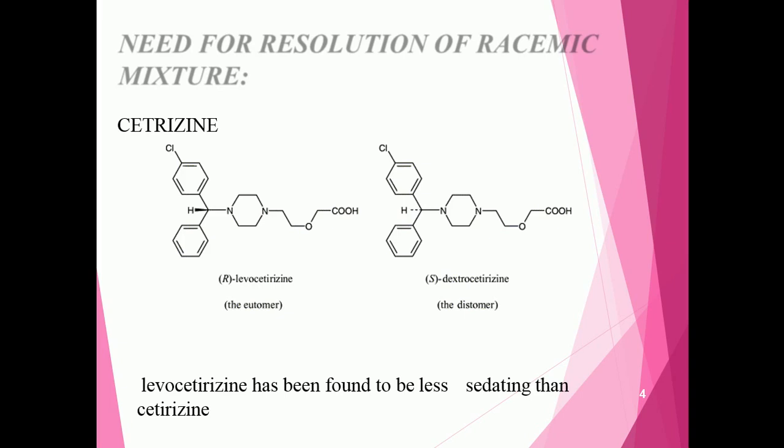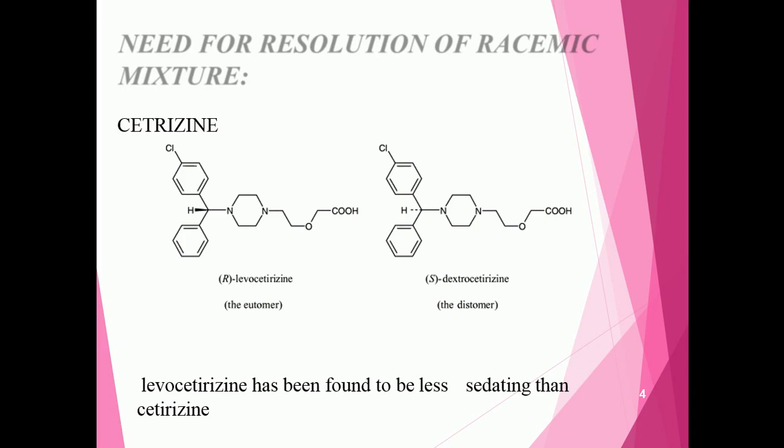So if an enantiomeric mixture is given to the patient, what will happen? Side effect will be more in that patient. So better we resolve one enantiomer from that mixture, and definitely now we can give that particular enantiomer to the patient. Fine. So classical example is cetirizine.